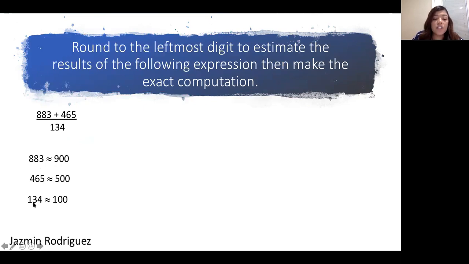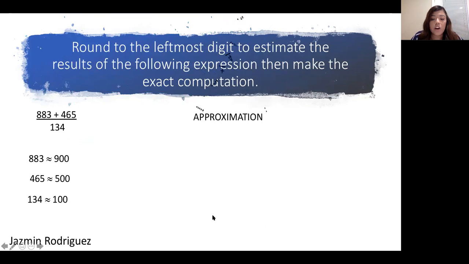And then we have 134, and that rounds to 100. The reason it does is because the number next to our leftmost digit, which is 1, is a 3, which is less than 5. So in that case, we're rounding down to the nearest 100, so therefore it rounds to 100. So now we can go ahead and estimate the results of the expression.